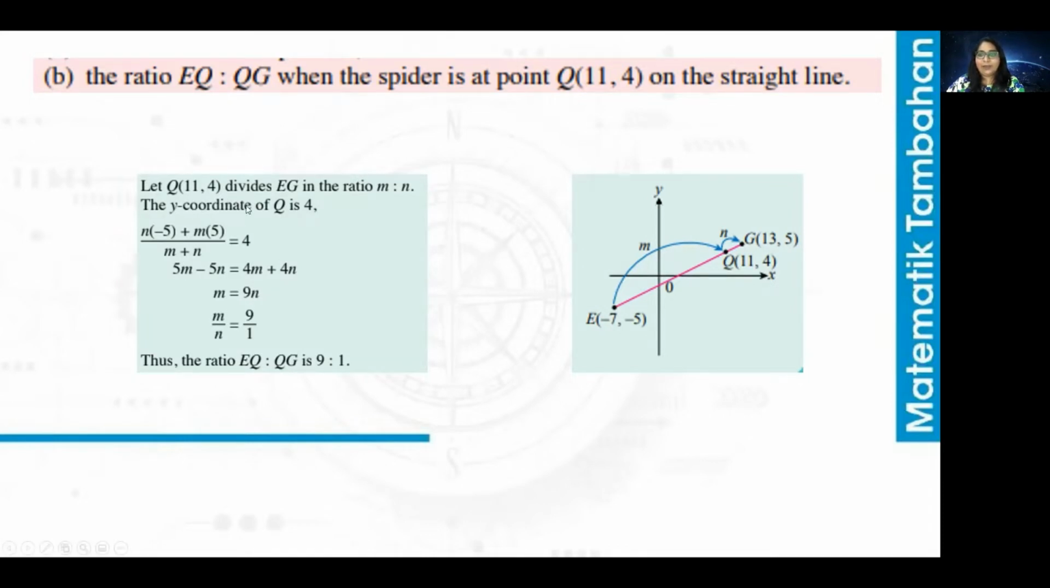Now, we know that the y-coordinate of Q is 4. So using the formula for the y-coordinate, (ny1 + my2)/(m + n) equals 4. You get 5m - 5n equals 4m + 4n. Moving your m's to one side and n's to the other, you have m equals 9n, and m over n equals 9 over 1. Therefore, we know that the ratio of EQ to QG is 9 to 1.